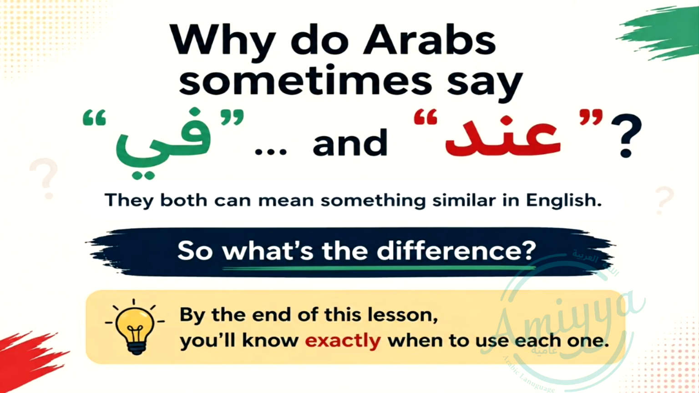Why do Arabs sometimes say fi and other times say ʿind? In English, these ideas are expressed with there is and have, but Arabic uses them differently. So what's the rule? By the end of the lesson, you will know exactly when to use each one.